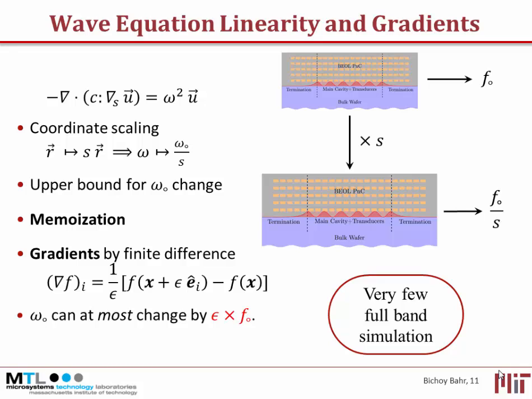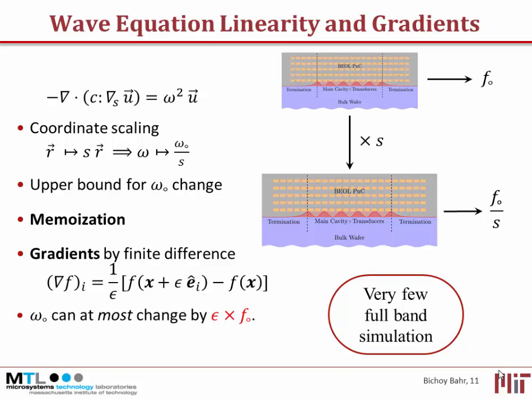It's also very helpful when it comes to evaluating the gradients by finite difference, because most optimization algorithms will need gradients. When using finite difference, we have this parameter epsilon that indicates by how much we change each dimension. We can choose it to be very small. And also, we guarantee that the resonance frequency will not change more than epsilon times f-naught.